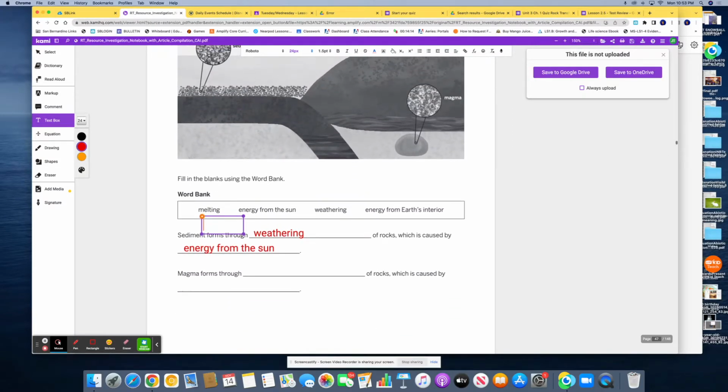Okay, so now what about for magma? Magma forms through melting of rocks, which is caused by energy from Earth's interior.